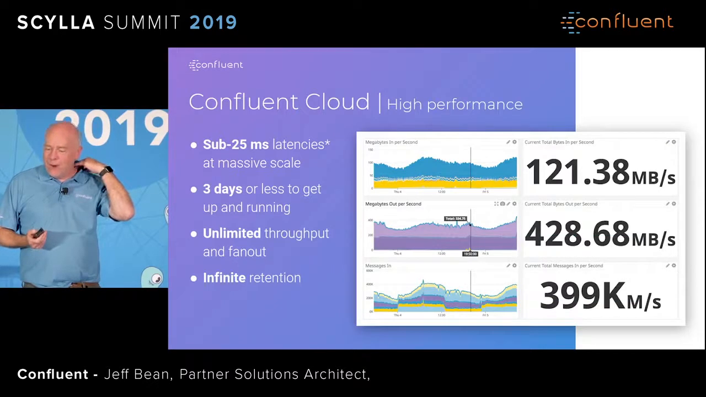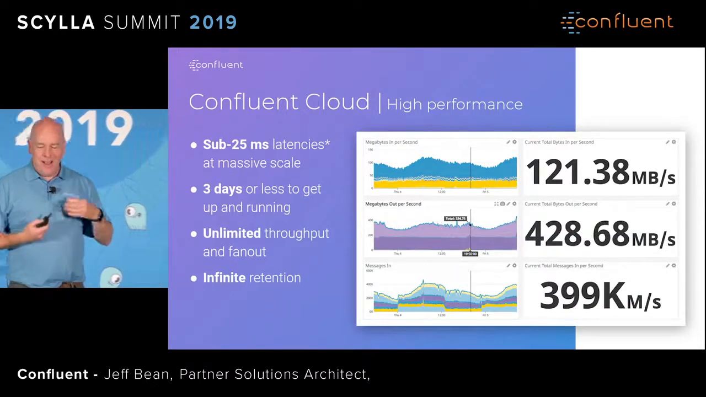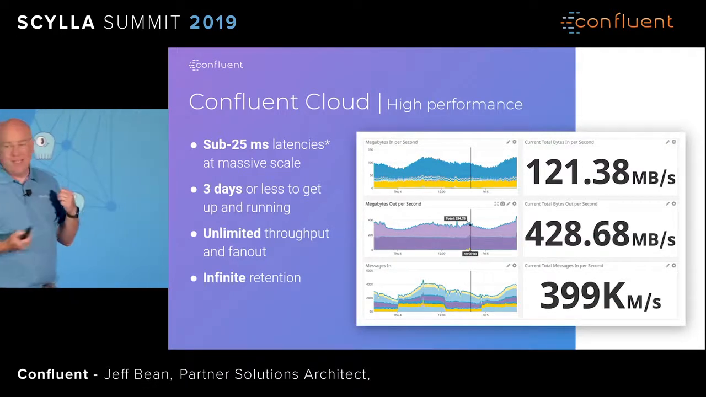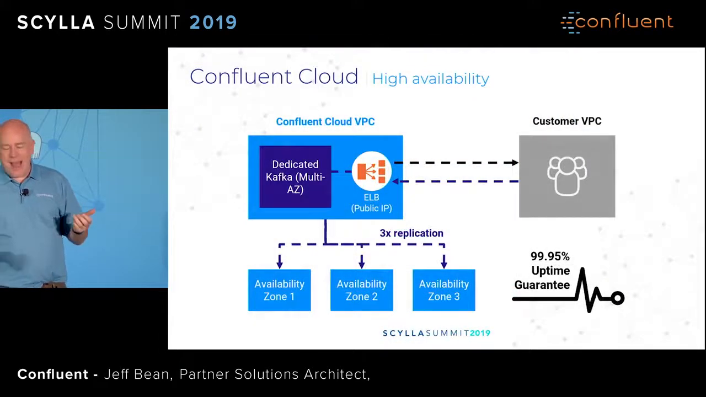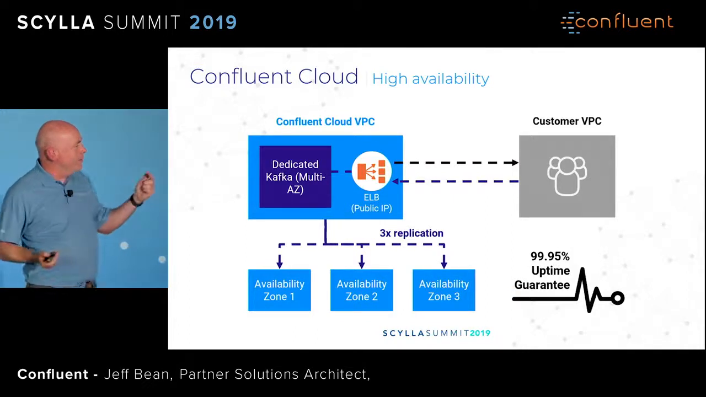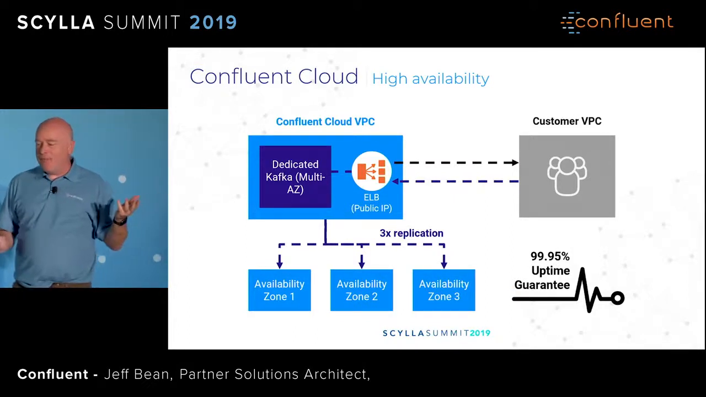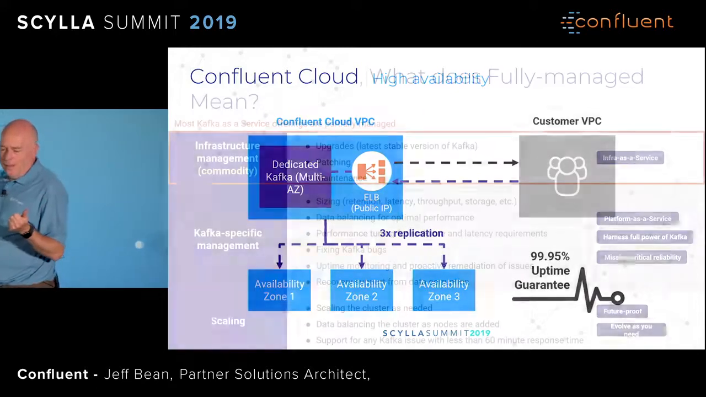Right, so this thing performs. You can have nice things too. You can get a Confluent Cloud Enterprise up in 3 days or less, and you have infinite retention with great performance. High availability is supported in Confluent Cloud, different availability zones, 99.95% uptime.